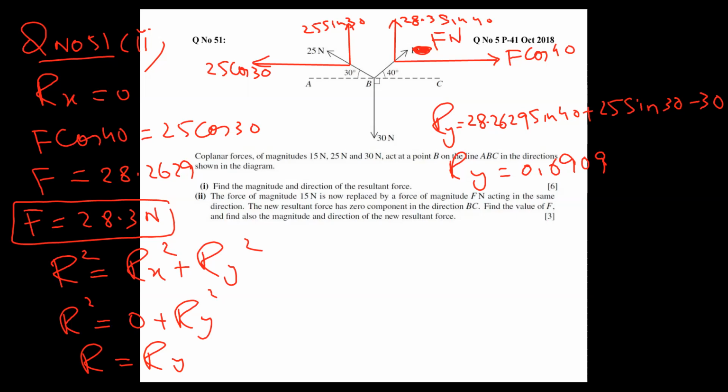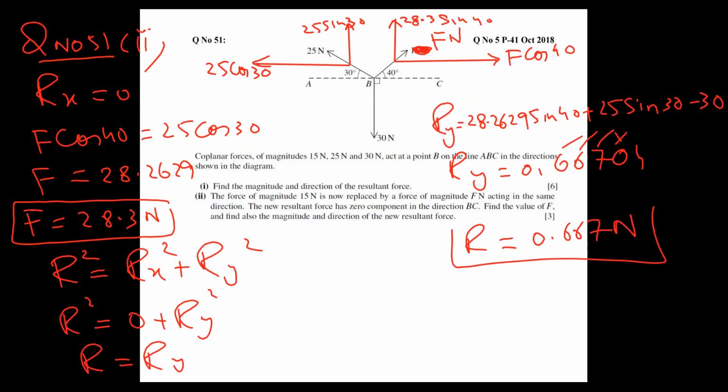So 2629. So the answer is coming 0.667.04. Yeah, it changed. And 3 SF we need, we know very well. So Ry and R are the same. So I can say that R is equal to 0.667 Newton. You saw that as I used 4 dps at this value, my answer is affected. Okay, changed. So alhamdulillah rabbil alameen, I think the idea is very clear.